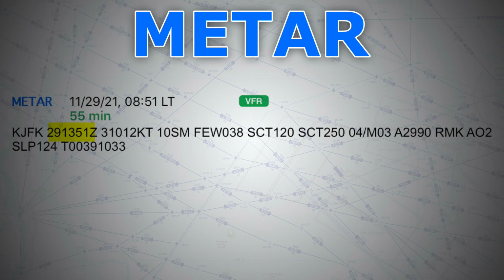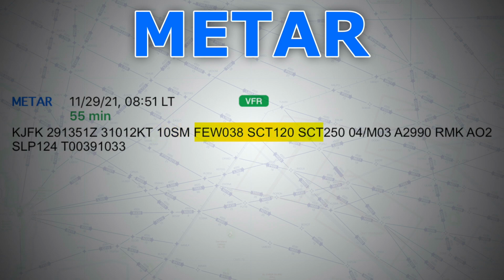Wind is blowing from 310 degrees at 12 knots. Again, degrees are in true north. Visibility is 10 statute miles. Notice here, unlike the rest of the world, the visibility in the US is given in statute miles.